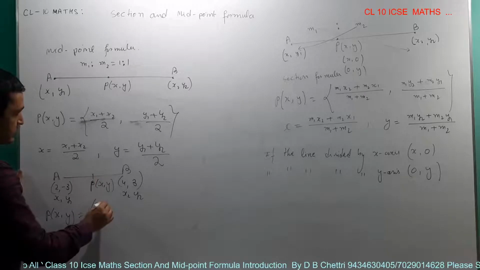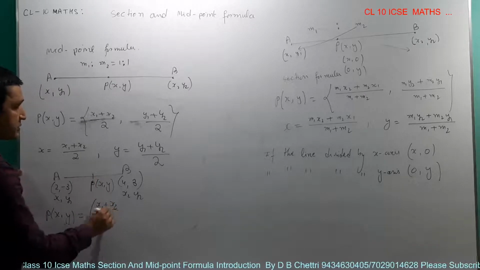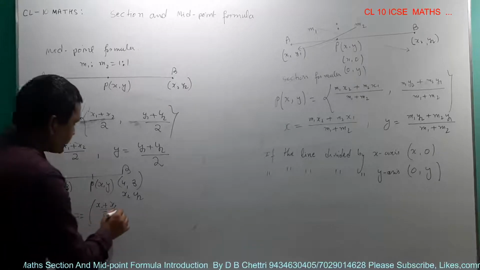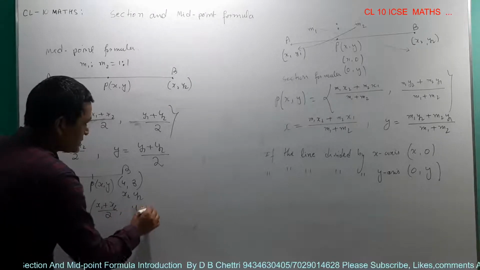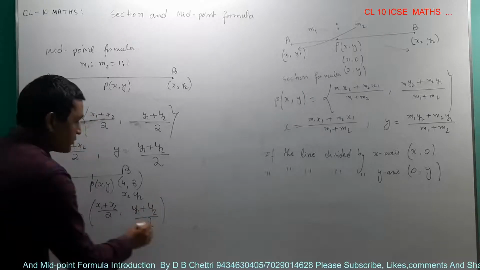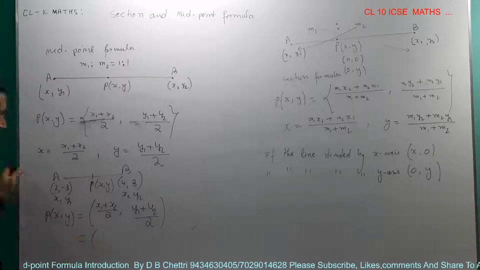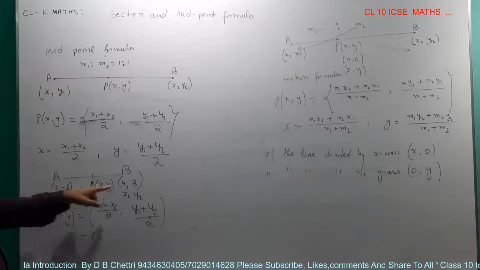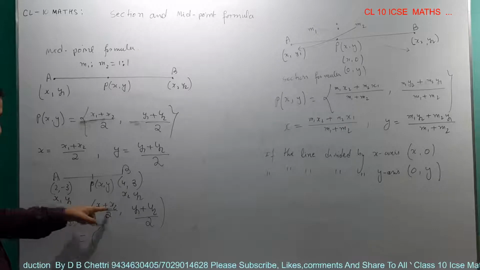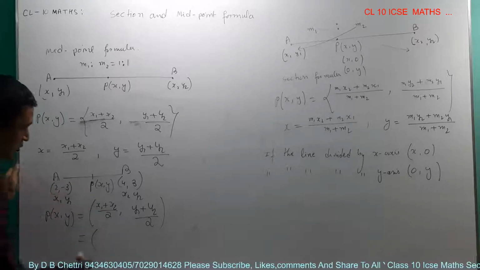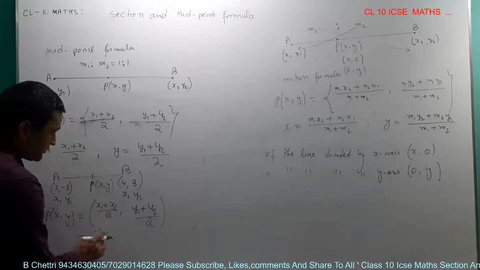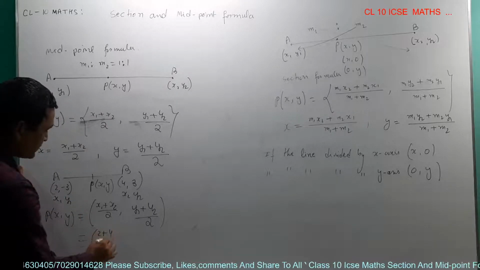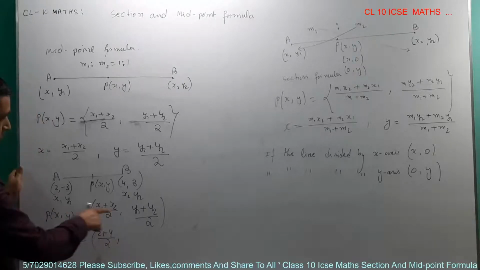The formula is x1 plus x2 divided by 2, then y1 plus y2 divided by 2. Always write the formula, because you will get one mark or half a mark for this formula. Don't do it directly. Now it's easy. How to get the value of x? x1 plus x2 means 2 plus 4, divided by 2. 2 plus 4 means 6, divided by 2. Then how to get the value for y?